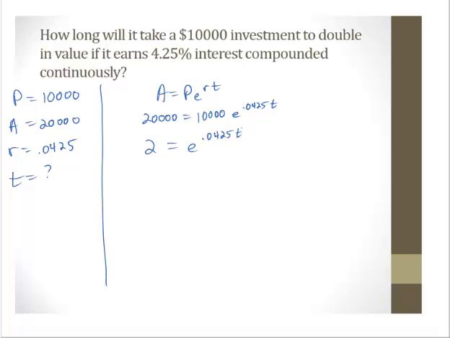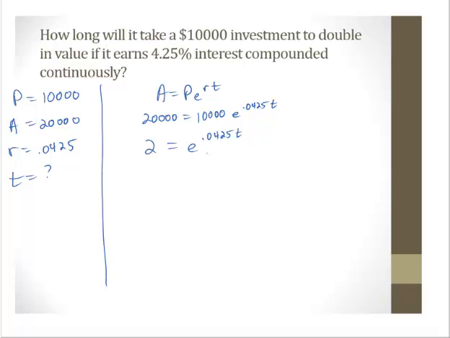Now notice that no matter what we started with, if we double it, we would have twice as much on the left-hand side. And then in solving for t, the first thing we would do is divide by our principal. And so it actually doesn't matter how much you start with to figure out the doubling time in these types of applications. Alright, so now we have 2 is equal to e to the 0.0425t.